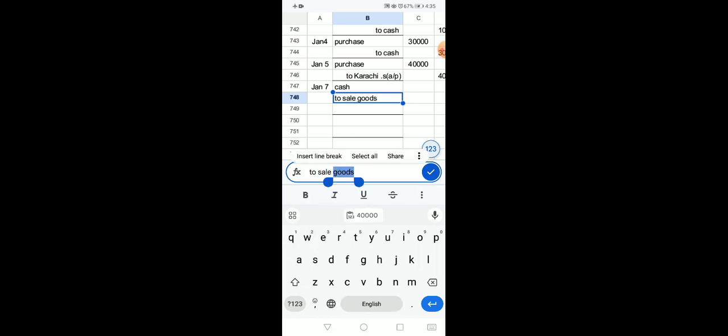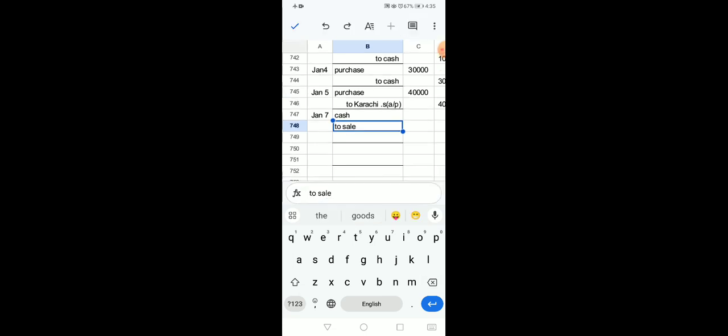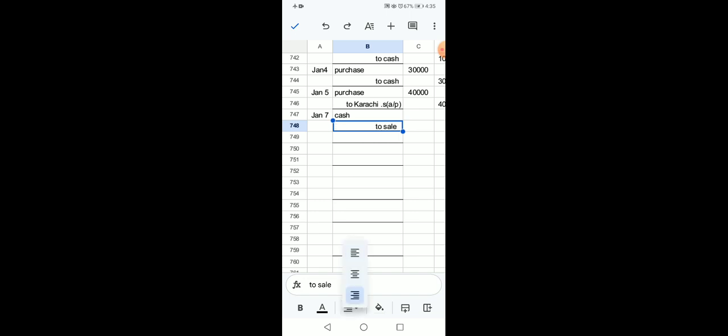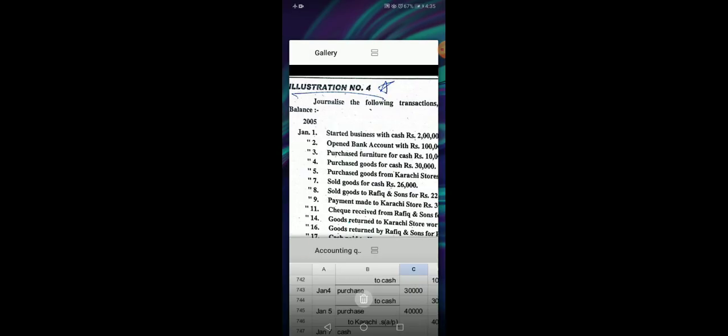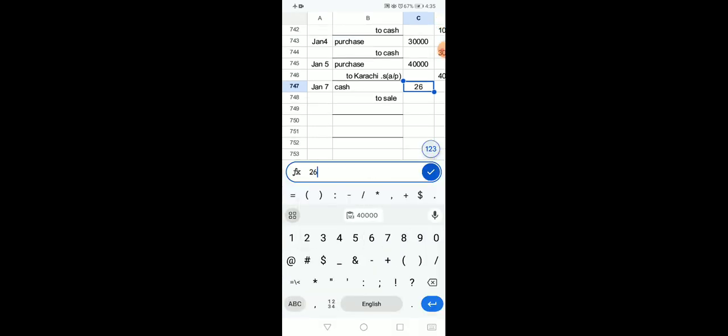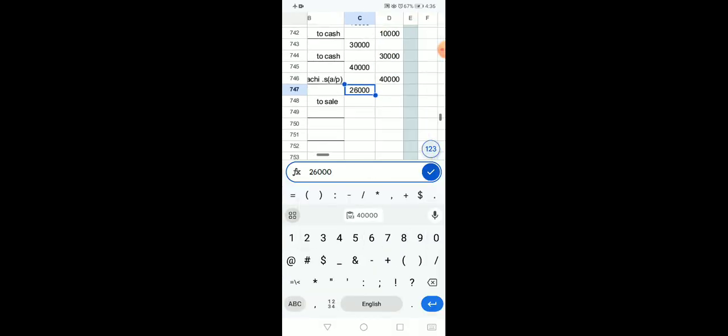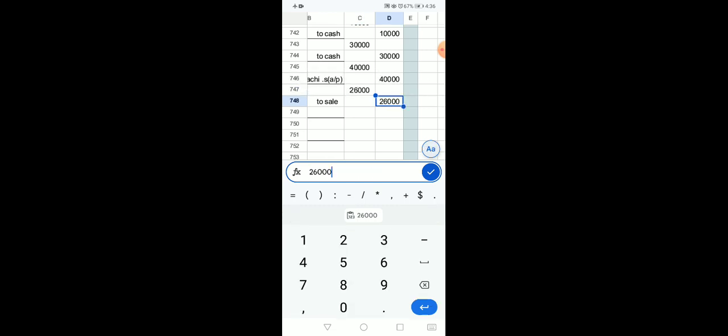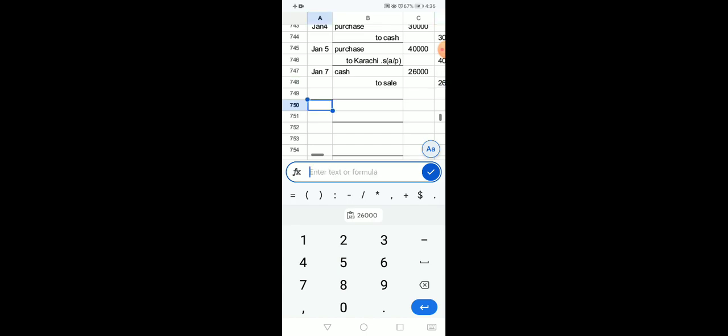Goods were written just for reference. Now it is not needed to be written over here; you can erase it. So you are receiving cash and selling goods. Cash is coming in, goods are going out. In place of goods, the working was sales. That is the January 7 entry. Let's see how much the amount of the 7th entry is. It is 26,000. So you are going to put 26,000 on the debit side, and the same amount on your credit side. This way the January 7th entry is completed.